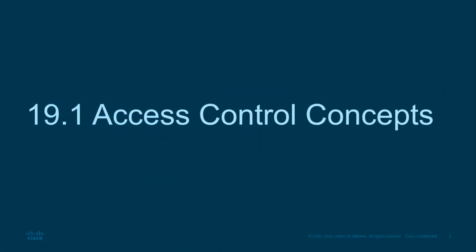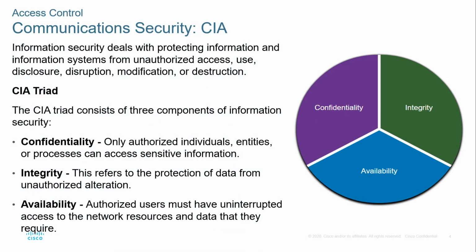Access control concepts normally look at the CIA triad: confidentiality, integrity, availability. Confidentiality is keeping information confidential and only allowing access to those that need access. Integrity refers to the protection of that data from unauthorized alteration. Now, the alteration can happen in motion, in transit, in storage, in use. All of that should have a certain level of integrity, meaning that it's not modified inappropriately. Those that are authorized to alter it are different from those that are unauthorized to alter it.